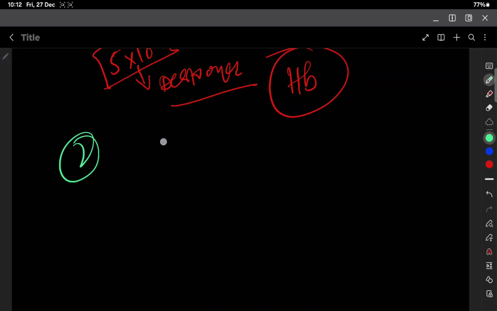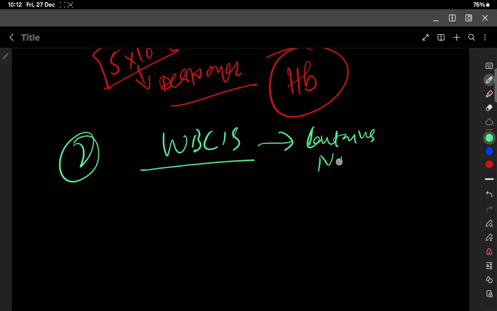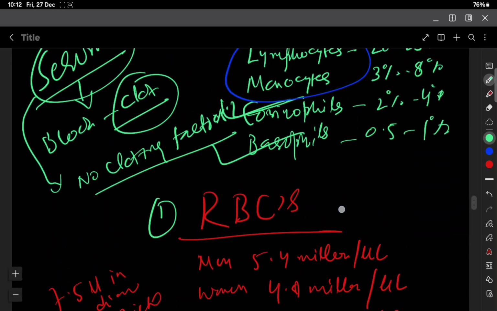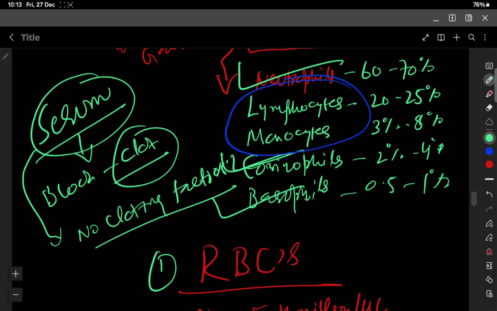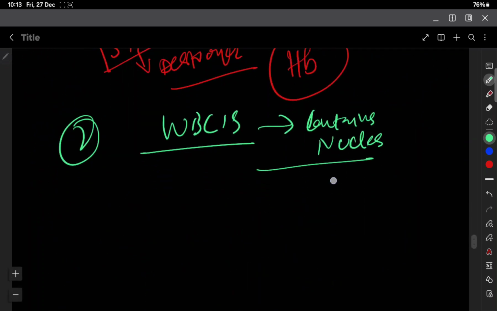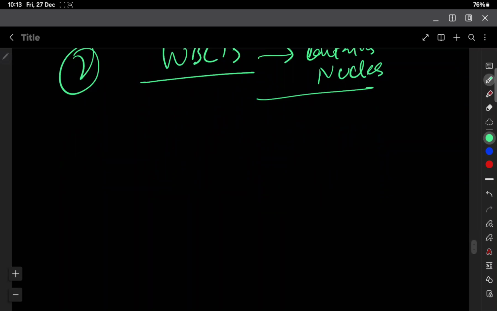The second type of blood cell is WBCs. In my previous videos we have discussed WBCs also, but the difference between WBCs and RBCs is that RBCs are anucleate, while WBCs contain a nucleus. And they have groups, as I already told you: granulocytes and agranulocytes. Neutrophils, eosinophils and basophils are granulocytes. Lymphocytes and monocytes are agranulocytes.